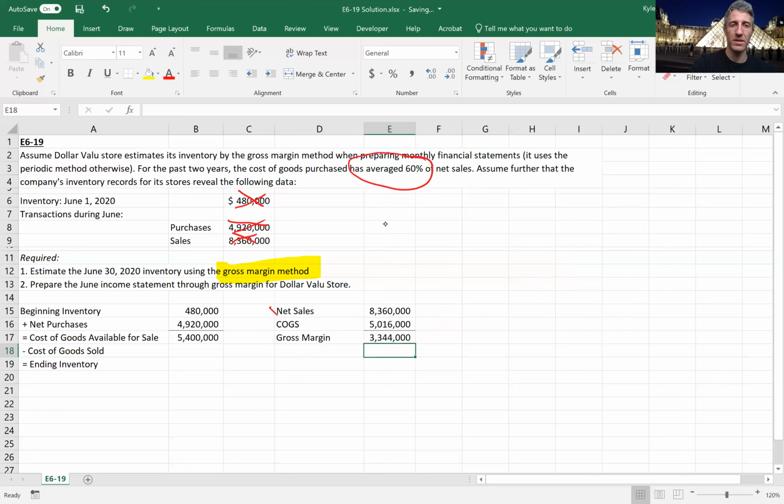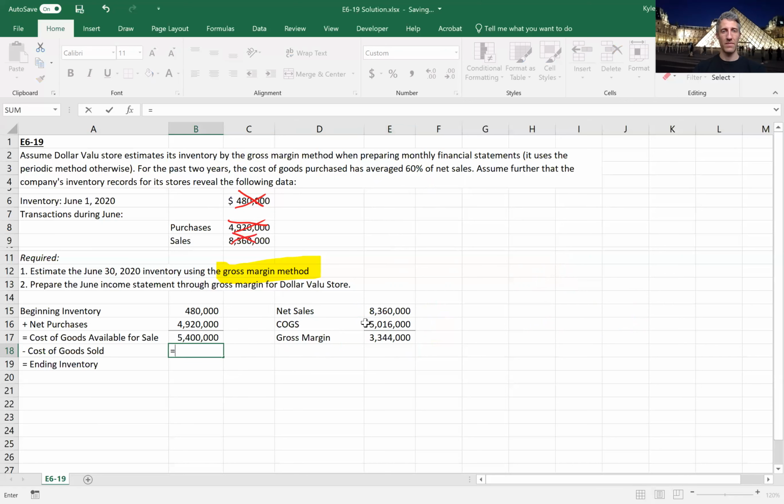I'm just going to give us a clean sheet here to work with. Okay. So we calculated cost of goods sold at 5,016,000, which means that ending inventory has to be 384,000. This is good. We've solved requirement 1. However, I did this in 2 steps.